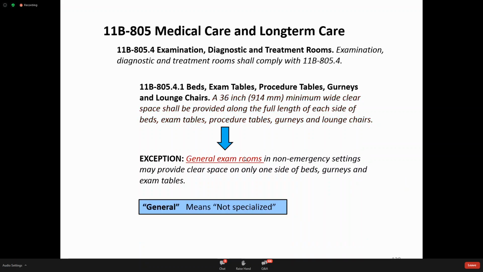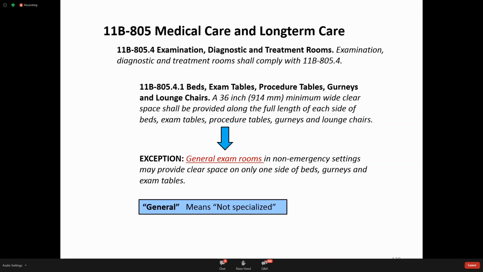The general exam room language: general means not specialized. The way I like to describe it, it's the walks-like-a-duck argument. If it walks like a duck, talks like a duck, swims like a duck, it's probably a duck. Same thing for the general exam room. We've all been in exam rooms all our life. We've gone to the doctor in the doctor's office. If you go into a room or you're looking at a floor plan of a room that looks just like the exam rooms you've seen all your life for your doctor, probably that is a general exam room.